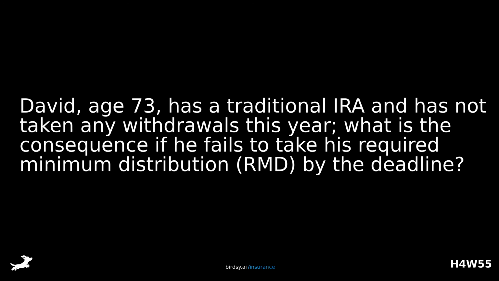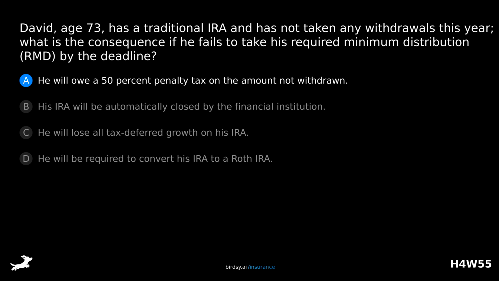What is the consequence if he fails to take his required minimum distribution, RMD, by the deadline? Is it A, he will owe a 50% penalty tax on the amount not withdrawn, B, his IRA will be automatically closed by the financial institution, C, he will lose all tax-deferred growth on his IRA, or D, he will be required to convert his IRA to a Roth IRA? The correct answer is A, he will owe a 50% penalty tax on the amount not withdrawn.